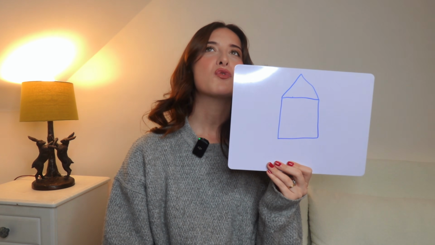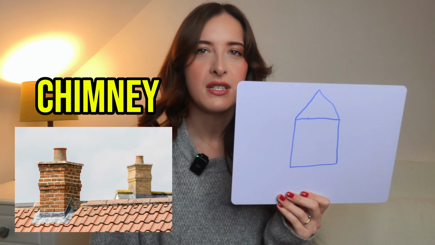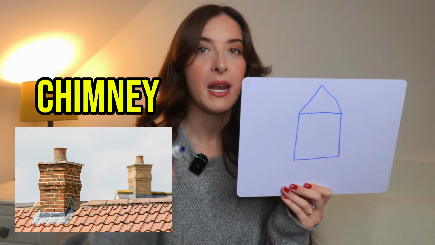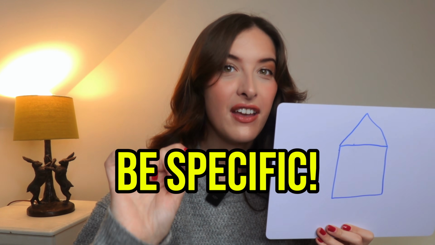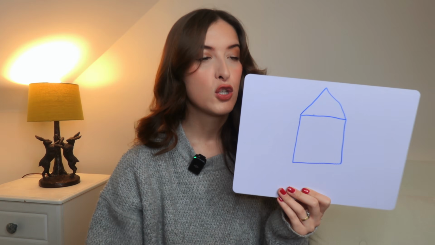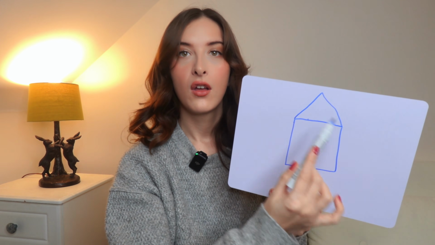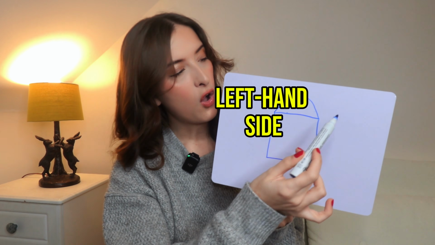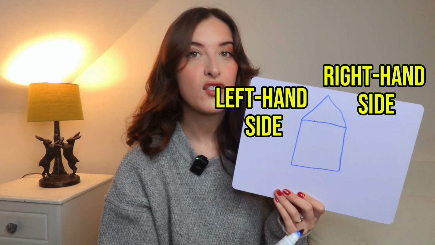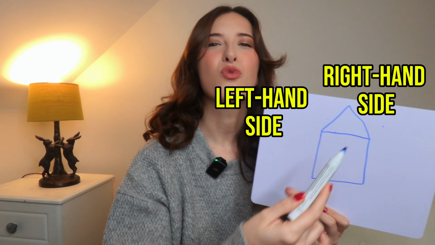Now what? How do we draw a chimney? If I want a chimney, what would you say? What would be your instruction? Be specific. Be as specific as you can. So where? On the left-hand side of the triangle? On the right-hand side of the triangle? Let's do the right.